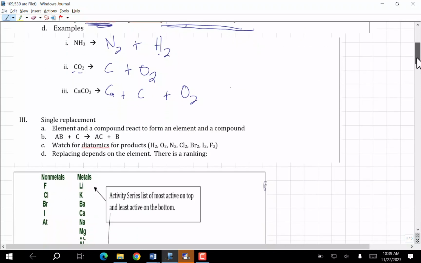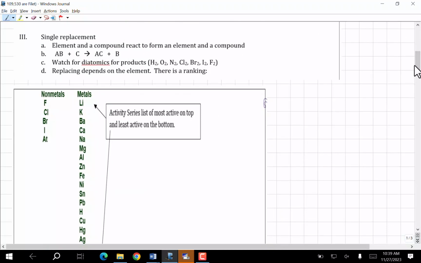All right, so now what you did a little bit of online labbing with today is single replacement. Elements in compound react to form an element in a compound. AB plus C yields AC plus B. So notice C's got to be more attractive than B and kick it out. Okay? So these things have to have the same charge. So the things replaced, the switches, need the same charge, just the positive or the negative part.